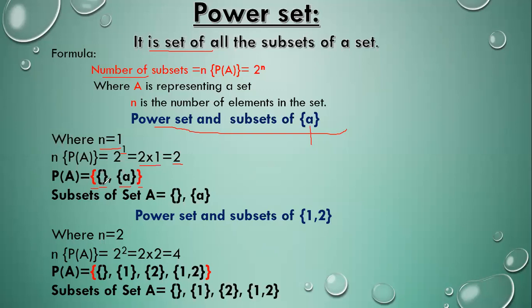Now, what is the difference between power set and subset? Whenever we are finding the power set, we have to put it in curly brackets. And whenever we are finding the subset, we have to mention the subset only. Here, the subsets are the null set and set A. And when we mention them in curly brackets, it becomes a power set. So this is the main difference between subsets and the power set.